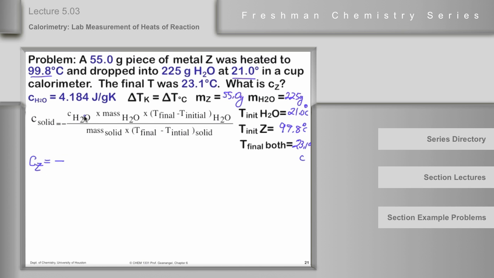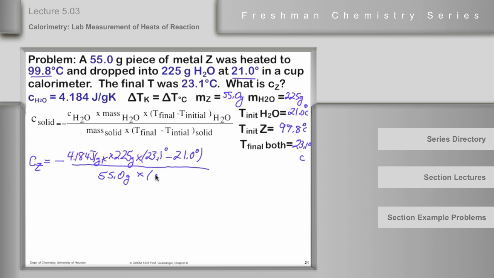This will be the final temperature, 23.1 degrees, minus the initial temperature, which is 21.0 degrees. And then we're going to divide that by the mass of the solid, which is 55 grams, times delta T of the solid, which was 23.1 degrees, minus 99.8 degrees. Is that backwards? No, it's not backwards. This is T final minus T initial. And this is T final minus T initial.